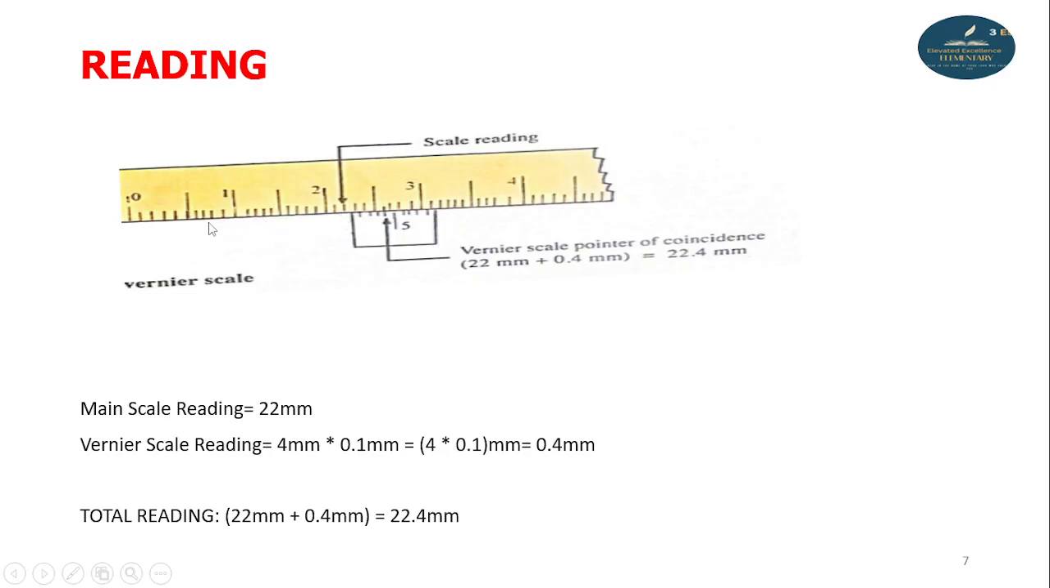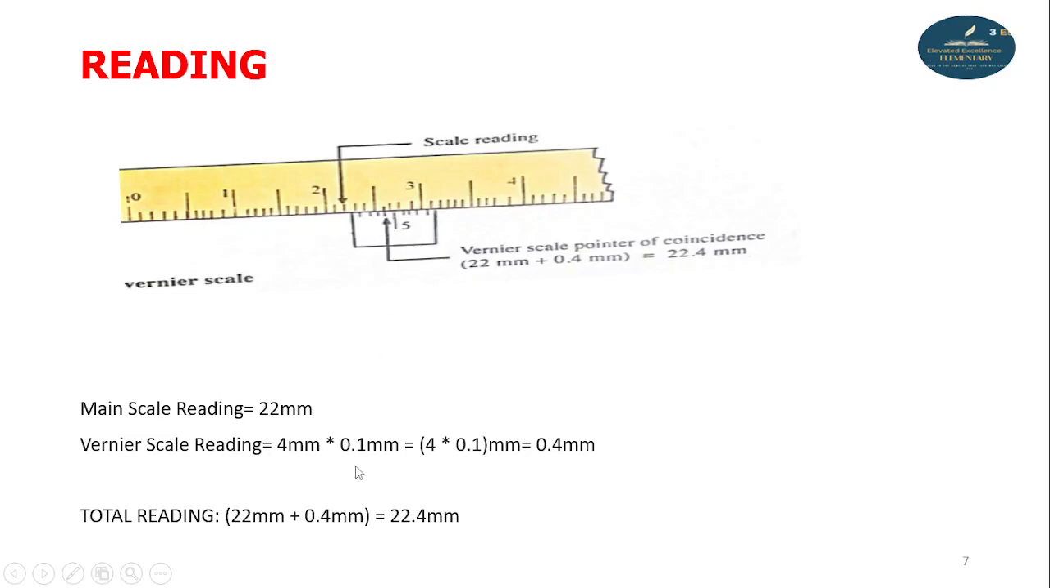What do we do? Here we say from here, let's assume we are starting from here. Here is 1, we say 11. For millimeters now, we say 11, 12, 13, 14, 15, 16, 17, 18, 19, 20, 21, 22. That's how 22 is gotten. So that's 22 millimeters. And the vernier scale reading is here, 1, 2, 3, 4.